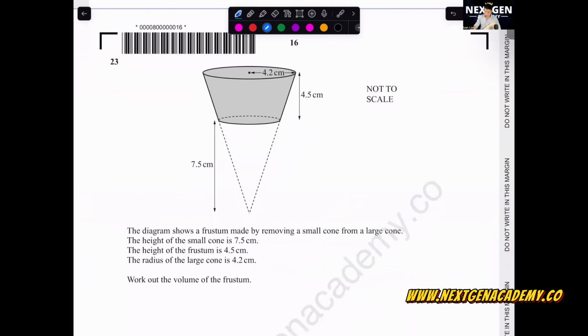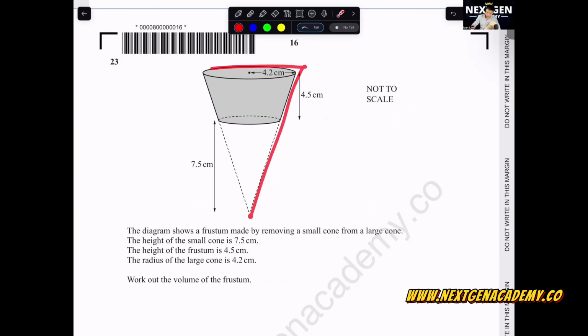The diagram shows a frustum made by removing a small cone from a larger cone. The height of the small cone is 7.5 cm. The height of the frustum is 4.5 cm. The radius of the large cone is 4.2 cm. Work out the volume of the frustum. Okay, this one we have to use the concept of similarity. How many marks is this? Oh, 4 marks only. Not so generous.